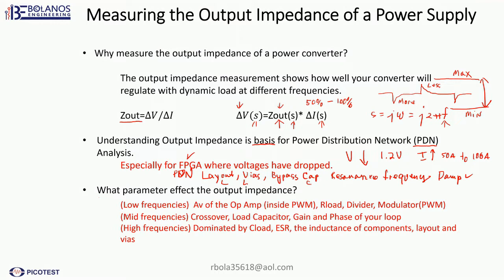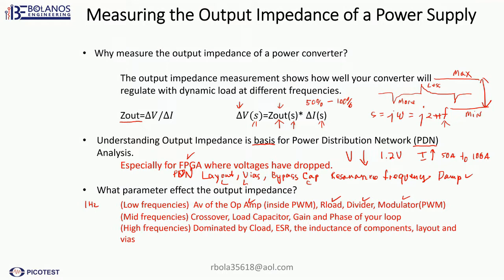So the next topic is what parameters affect the output impedance. And here are some general statements, very general. At low frequencies, and when I say low frequency, I'm talking about below 1 hertz or lower, the output impedance is determined by the gain of your op amp, which could be inside your PWM, your load, your divider, and your modulator, which typically would be your PWM.